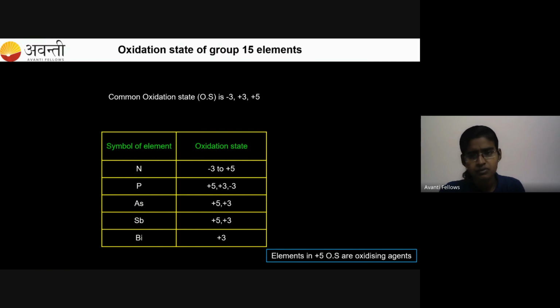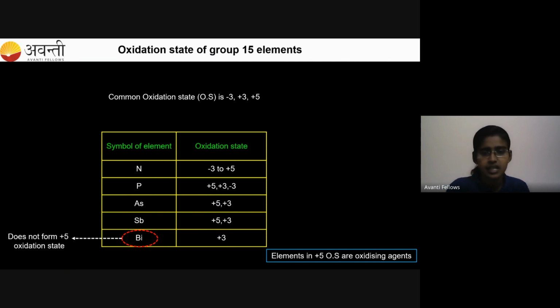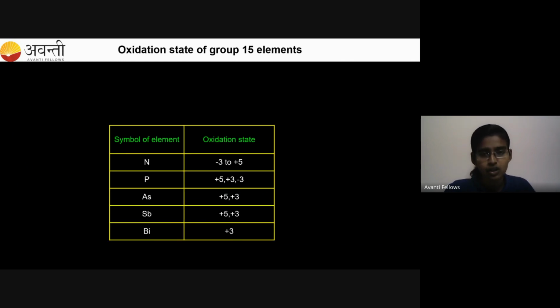Okay. Now coming to the bismuth story, it does not form +5. You can see it can form only +3. So the stability of the lower oxidation state increases on moving down the group. Only the lower oxidation states are more stable when we move down the group. What is the reason for that? Why does the stability of the lower oxidation state increase on moving down the group? It is due to the inert pair effect. The reason is the inert pair effect.